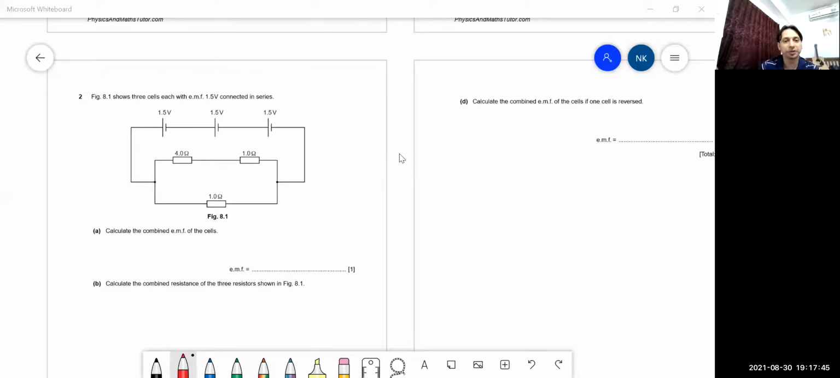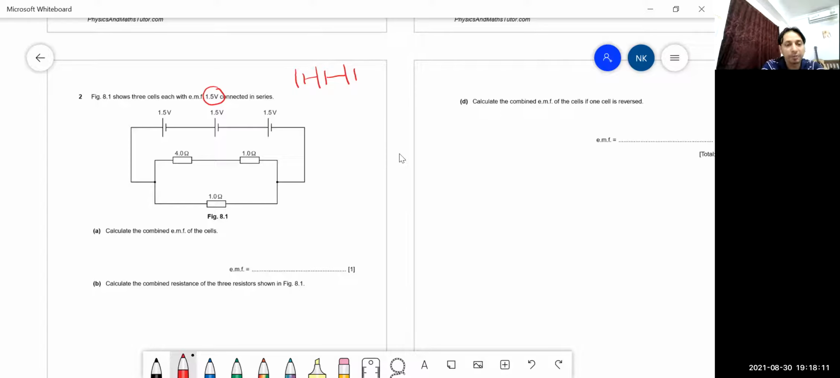Now the next question is, children, you see question number 2, and see this diagram, 3 cells each of EMF 1.5 volt connected in series. Yes, they are connected in series. Cells are connected in series if they follow the order positive, negative, positive, negative, positive, negative. Then they are said to be in series combination.